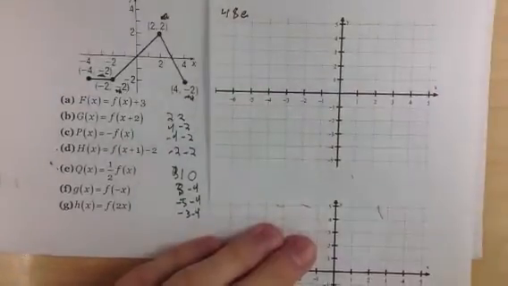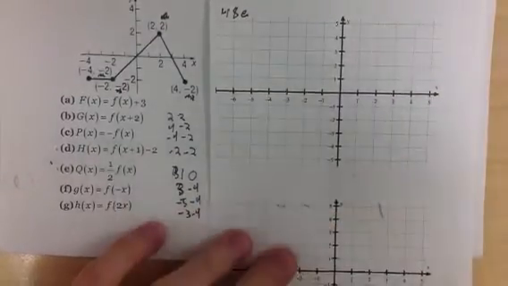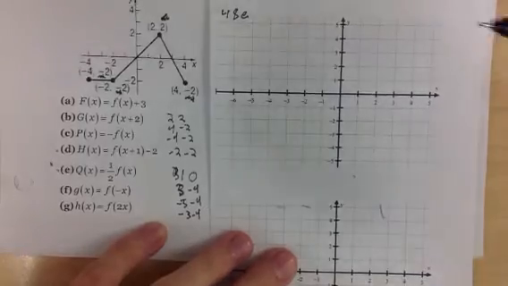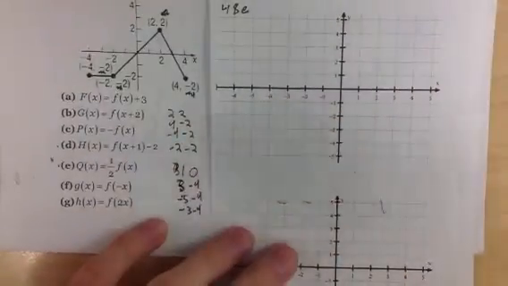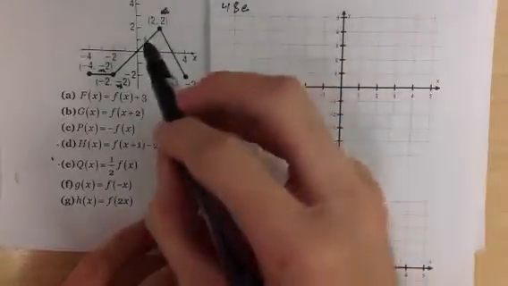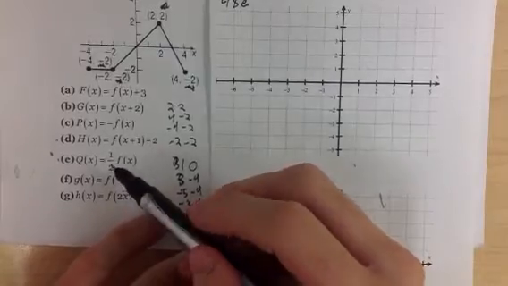And now for 48E, we're going to have to do the same thing, but our graph is going to have a horizontal shrinkage, a horizontal compression. So to do that, we're just going to divide the y by 2.